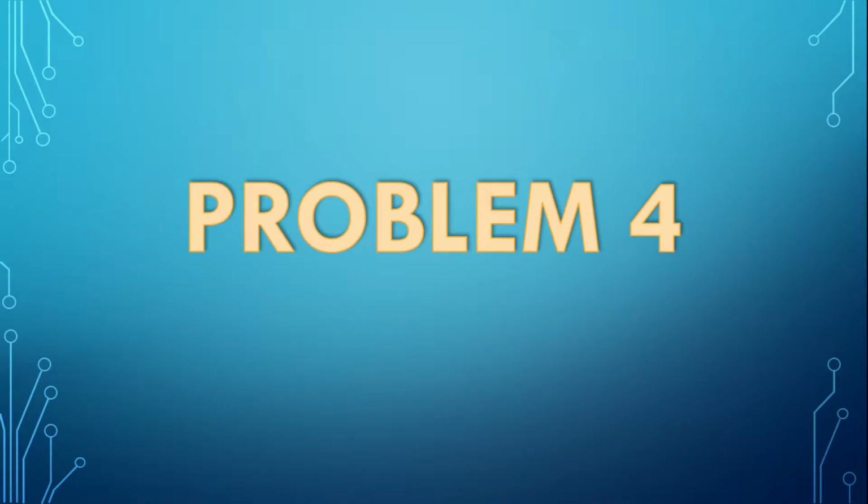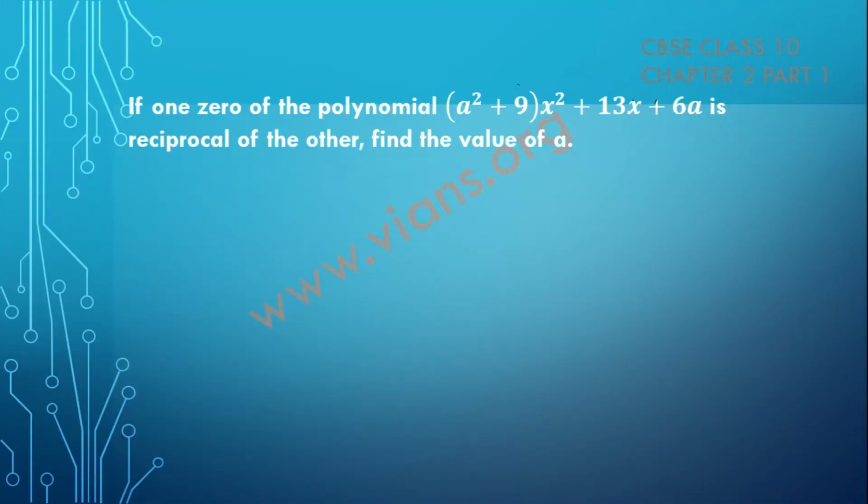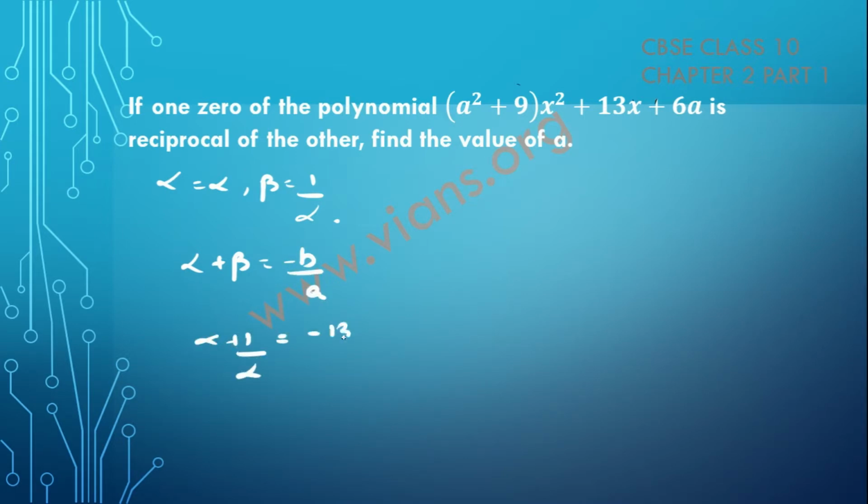That's problem number 4. Problem number 4 states that if one zero of the polynomial a square plus 9x square plus 13x plus 6a is reciprocal of the other, find the values of a. So let's consider alpha is equal to just that, and beta is equal to 1 by alpha, in which case alpha plus beta is going to be alpha plus 1 by alpha, which is minus b by a. Let's just write it generically and then we will expand. Minus b by a, that's going to be alpha plus 1 by alpha is equal to minus 13 by a square plus 9, and we'll see how to resolve this.